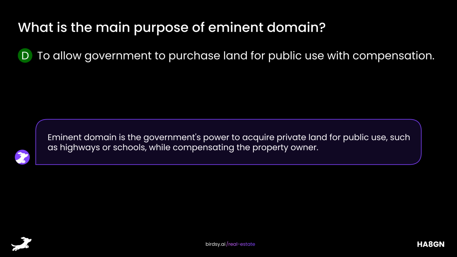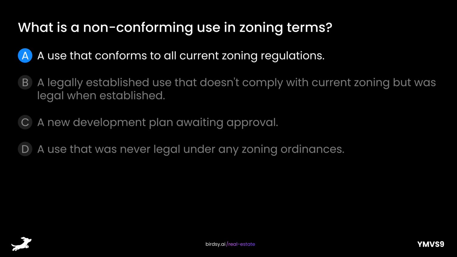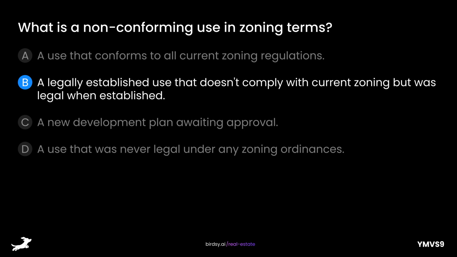Eminent domain is the government's power to acquire private land for public use, such as highways or schools, while compensating the property owner. What is a non-conforming use in zoning terms? Is it A, a use that conforms to all current zoning regulations? B, a legally established use that doesn't comply with current zoning but was legal when established?